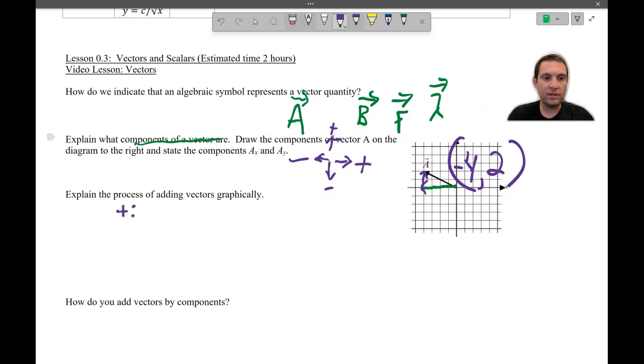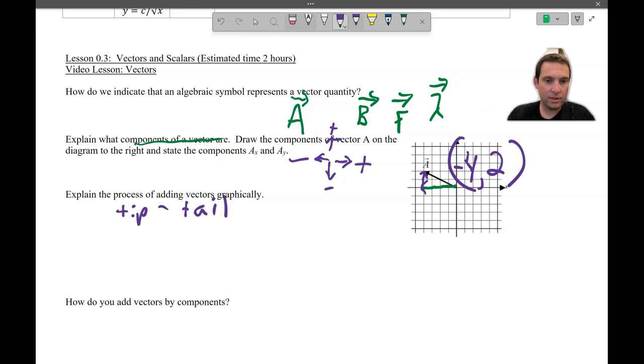Explain the process of adding vectors graphically. I'm going to stick with the tip to tail because, again, that is just more universally accepted. It's just easier for every single problem. You're not limited to the constraint of only using 2 vectors. Tip to tail.